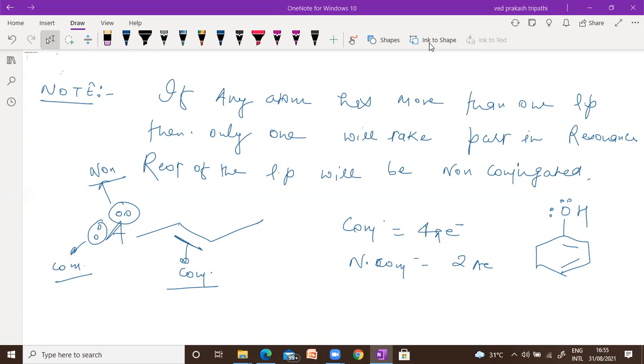Yes, it will be 6 conjugated and 2 non-conjugated, because this oxygen has 2 lone pairs. So out of the 2 lone pairs, only one will take part in conjugation. This will be non-conjugation. And this is a double bond. They both are in conjugation. So overall, you can see 6 pi conjugated, 2 pi non-conjugated.